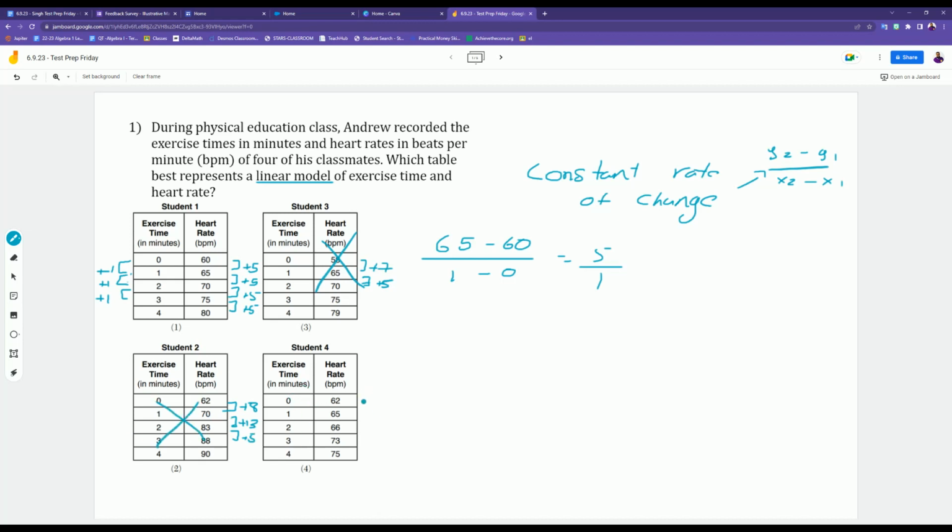And the last one, we have 62 to 65, that's plus 3. We have 65 to 66, that's plus 1. This already is not linear. So our option is 1.